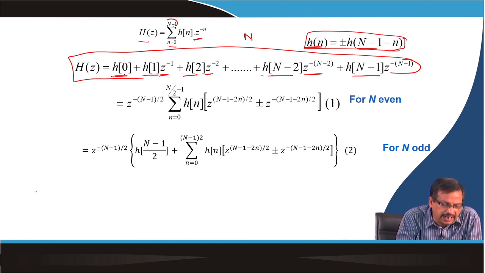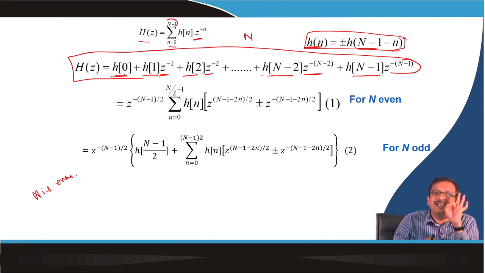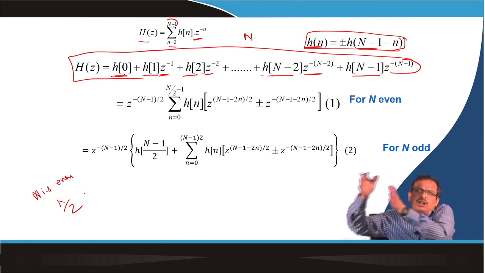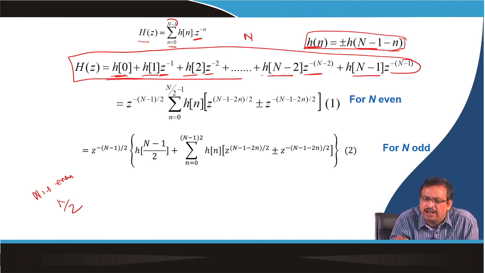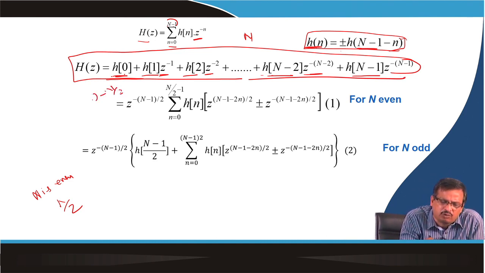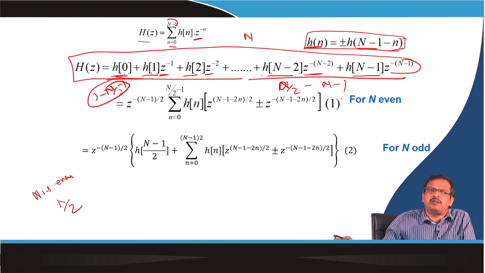Now, let us say N is even, so the order is even. So if the order is even, then N by 2 on this side is equal to N by 2 on this side. So H0 to H(N by 2 minus 1), that is N by 2 terms, and N by 2 to N minus 1. So the response from 0 to N by 2 minus 1 is equal to the response from N by 2 to N minus 1, if N is divisible by 2.